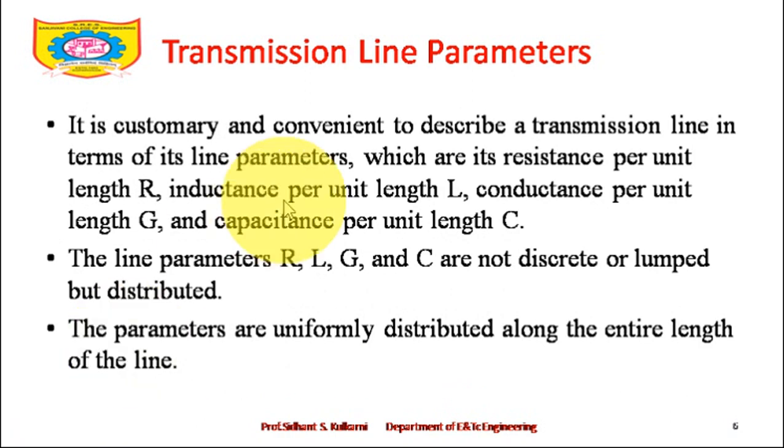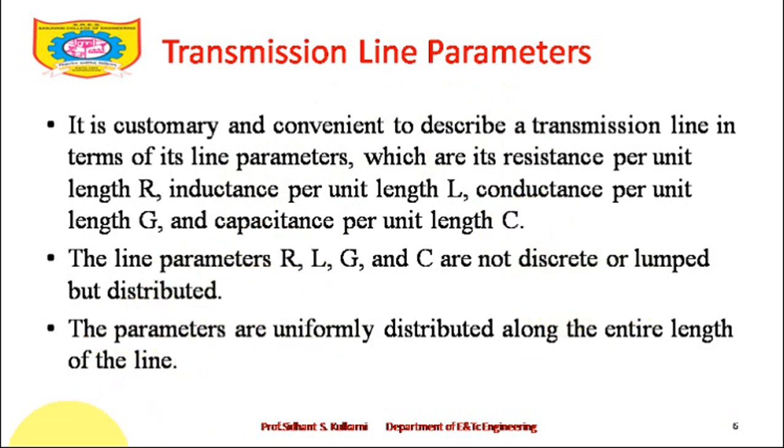It is customary and convenient to describe a transmission line in terms of its line parameters. So what are those line parameters? They are called primary constants, which are: resistance per unit length R, in ohm per meter; inductance per unit length L, in Henry per meter; conductance per unit length G, in Siemens per meter or mho per meter; and capacitance per unit length C, in Farad per meter. The line parameters R, L, G and C are not discrete or lumped, they are distributed.